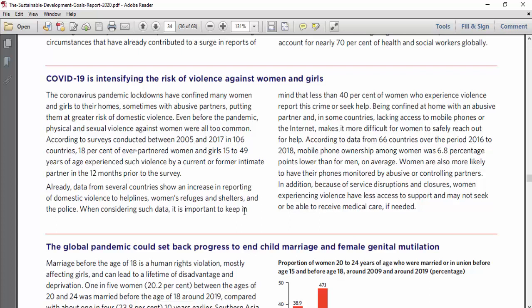In addition, because of service disruption and closures, women experiencing violence have less access to support and may not seek or be able to receive medical care if needed. Okay, so this one I think explains why there's a lot of GBV, gender based violence, during the lockdown, because the women and the girls are confined.